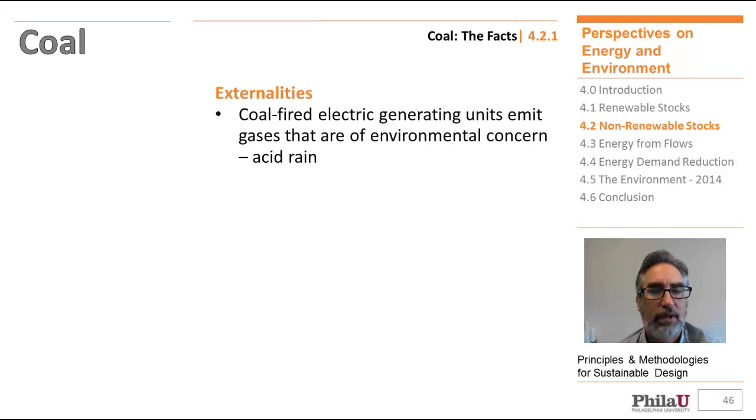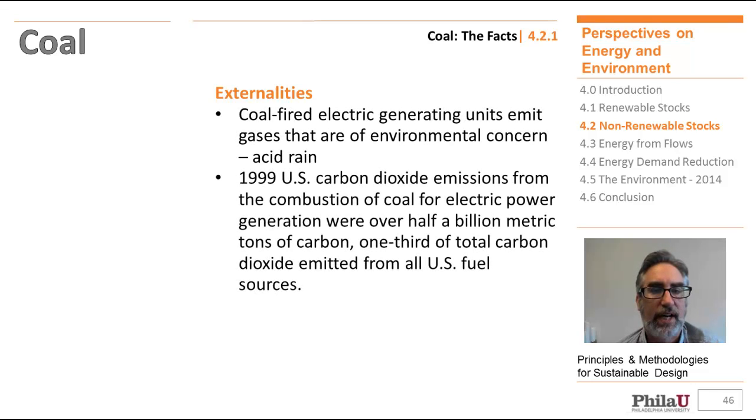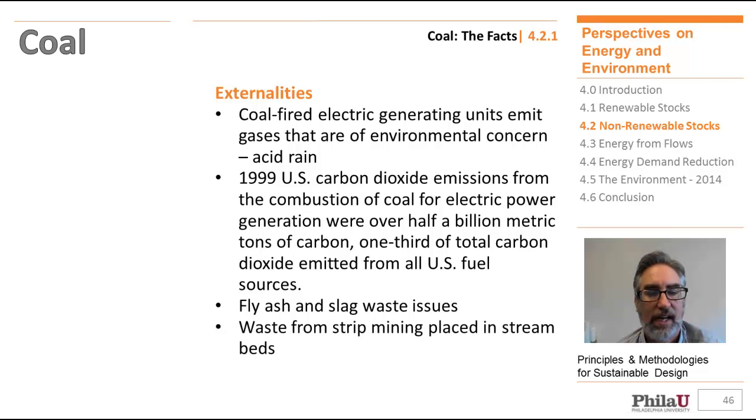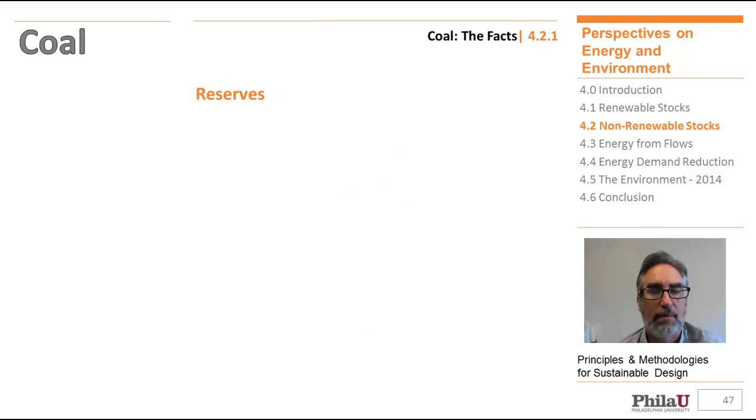Some of the externalities with coal, we worry about acid rain, for example, which ends up killing fish in lakes, and we certainly worry about carbon dioxide emissions from coal. According to this, 1/3 of total carbon dioxide emitted from all U.S. fuel sources. So we know this is a major issue. And we also have problems with fly ash and slag in terms of where to store that waste, because it does have radioactive content and other toxicities. And certainly we see when we look at strip mining, which is taking the top of a mountain off, the waste from that process being dumped in creeks and streams at the top of mountains.